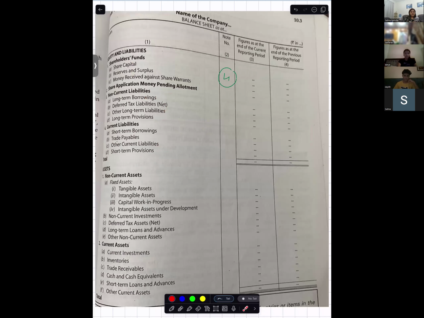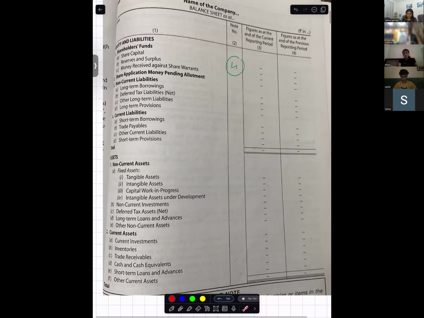Now in the examination, they will give you an item and they will ask you where does this go. You know about non-current assets and current assets. You know about this, right? Come on, tell me.